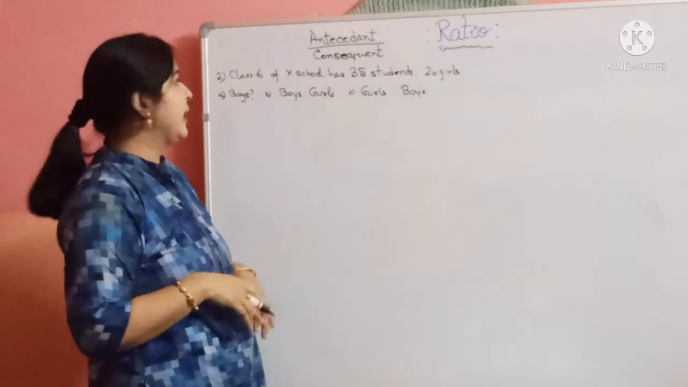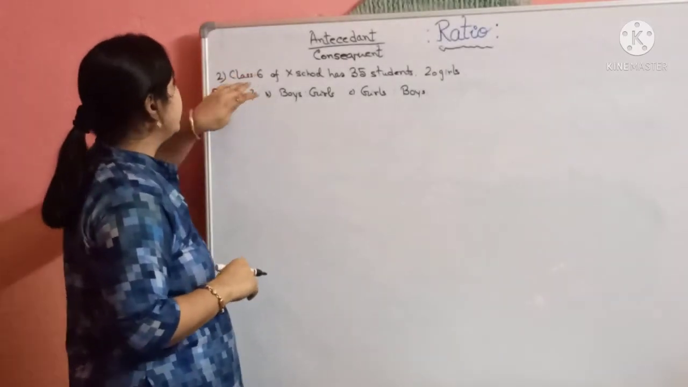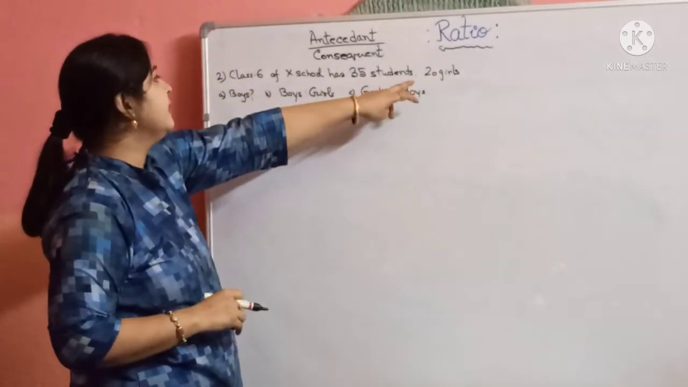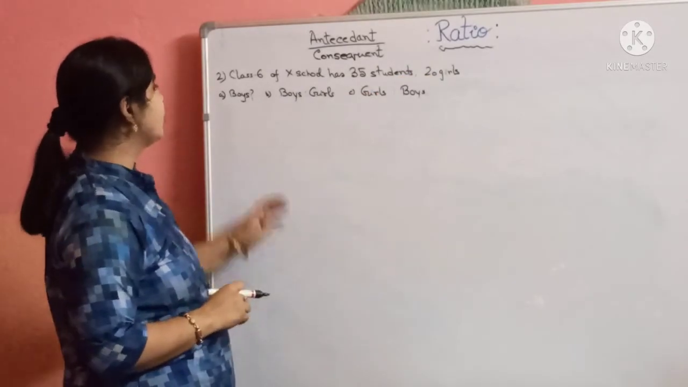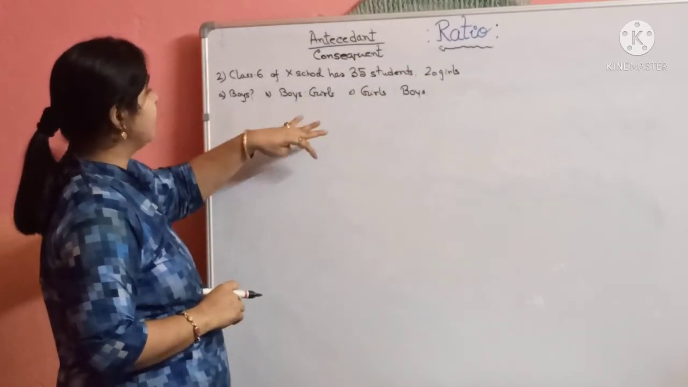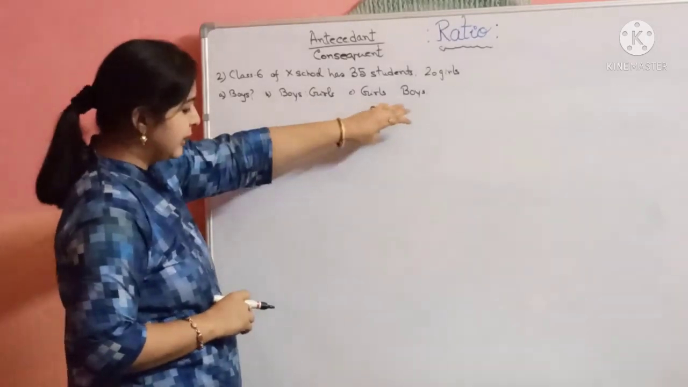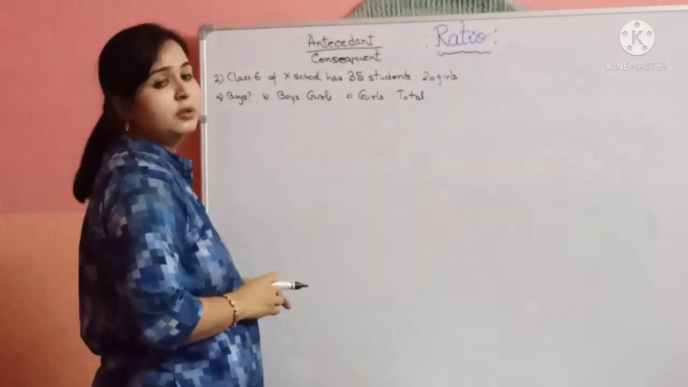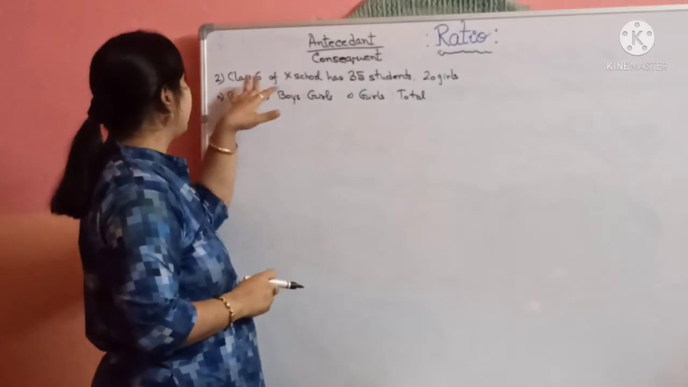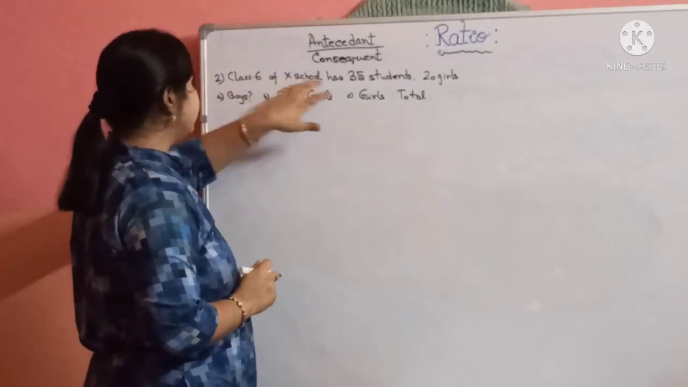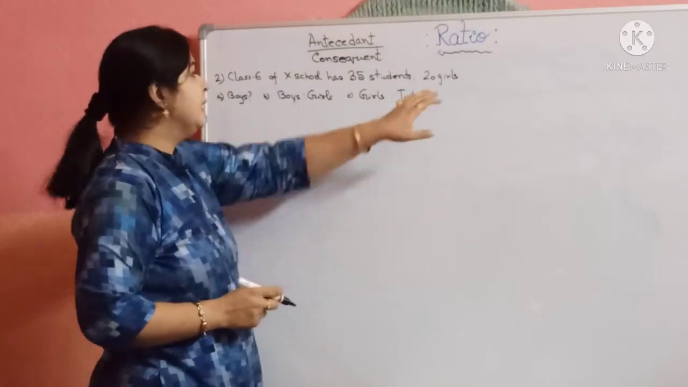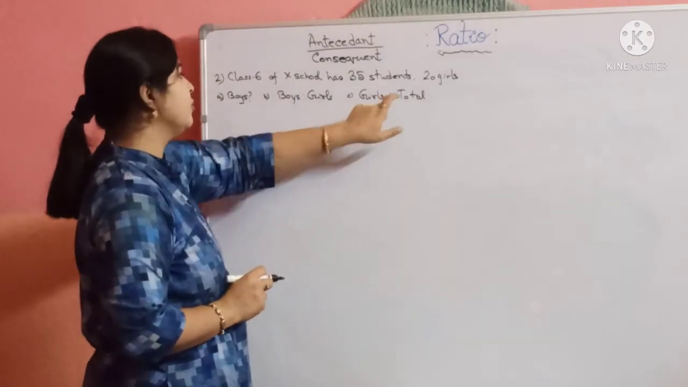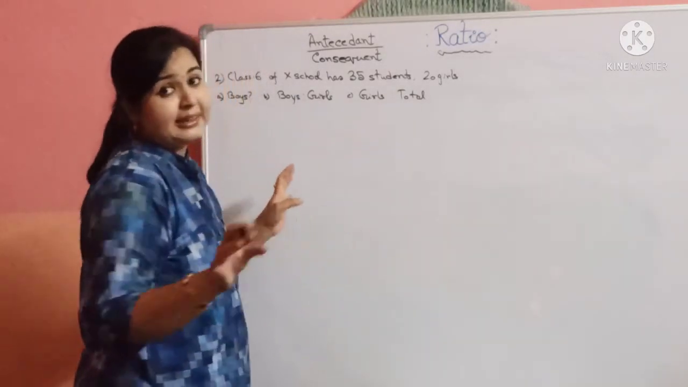So the last sum has come. I have written the gist of that. A Class 6 school has 35 students in total. There are 20 girls. We have to find the number of boys, the ratio of boys is to girls, and the ratio of girls is to the total number of students. I think it's very easy.